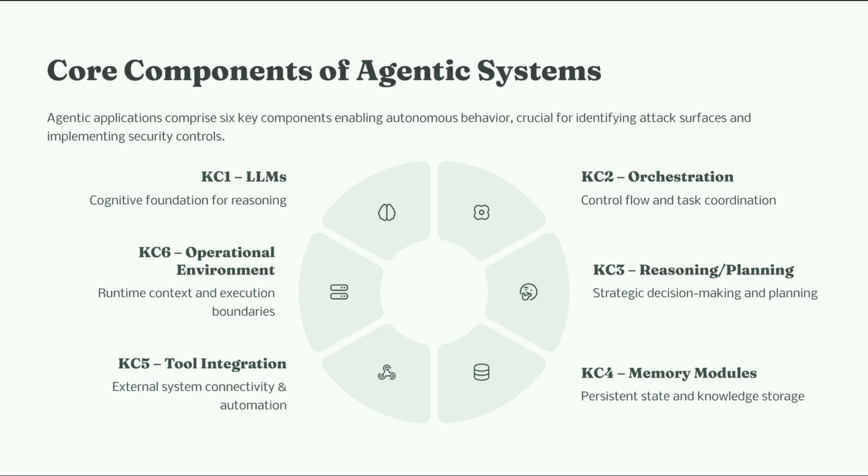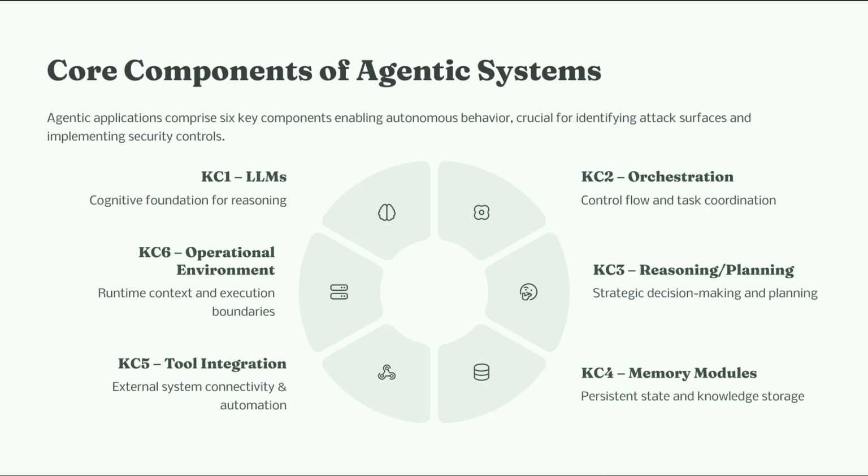Next, orchestration plays a vital role in controlling the flow of tasks, ensuring everything runs smoothly. The ability to strategize and plan comes from the reasoning and planning component, which guides decision making. Additionally, memory modules are essential for persistent knowledge storage, allowing systems to learn and adapt over time. Tool integration ensures these applications can connect with external systems and automate processes effectively. Lastly, operational environments define the runtime context, setting the boundaries for execution.